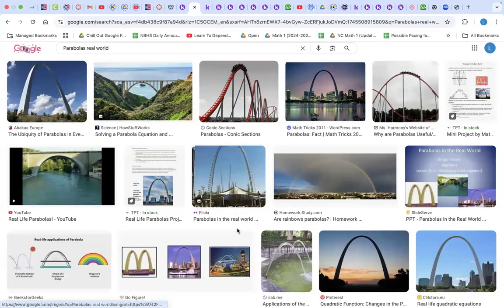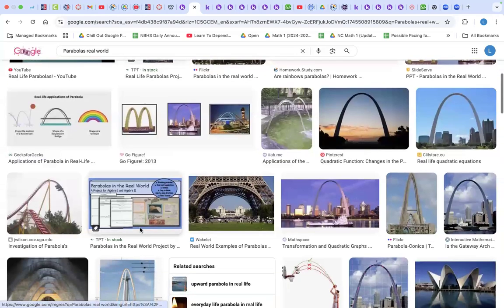What you're looking at now are real-world pictures of parabolas. As you can see, it looks like an upside-down U. In all of the pictures here, you see the parabolic shape, even in the rainbow, the McDonald's arches, the fountain.